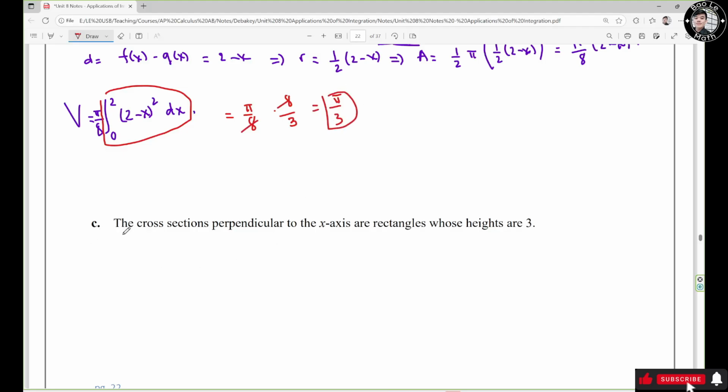Now question C, the cross sections perpendicular to the x-axis are rectangles whose height is 3, right?